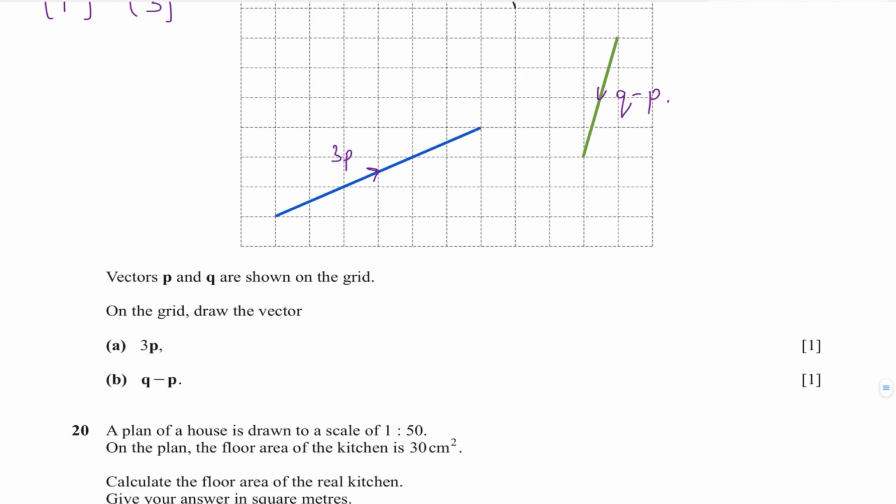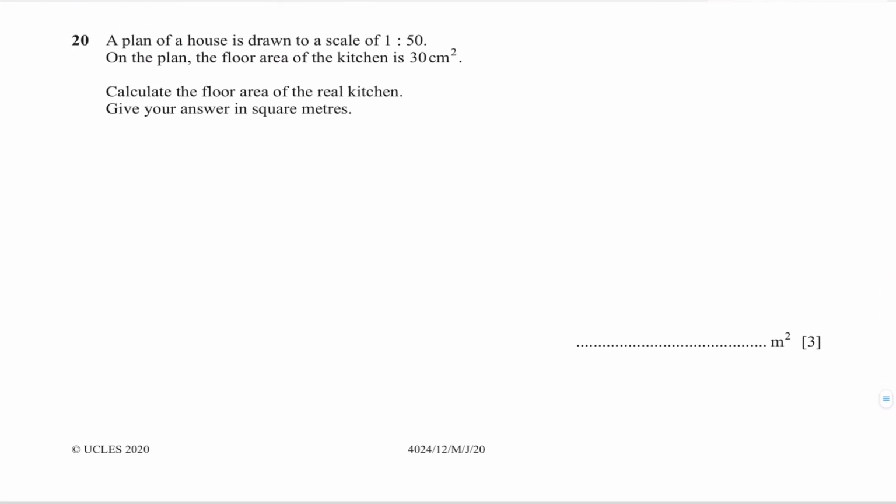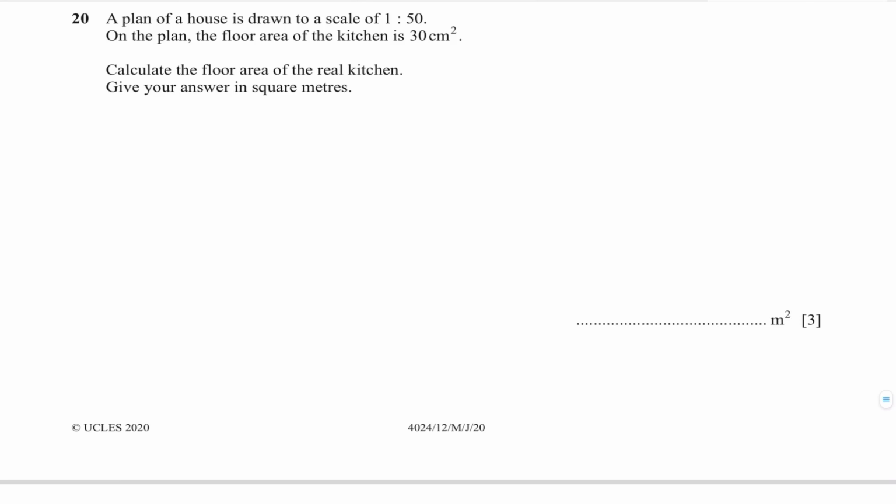Okay, so that's that. Let's do question number 20 now, which says a plan of a house is drawn to a scale of 1:50. On the plan, the floor area of the kitchen is 30 centimeters square. Calculate the floor area of the real kitchen. Give your answer in square meters. Okay, so first let's calculate this in centimeters square, and then we can always convert it later. So this, remember, is for the plan, and this is for the actual.